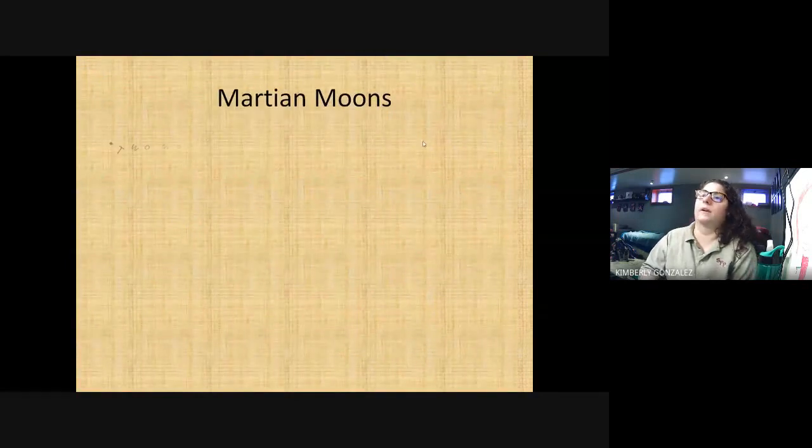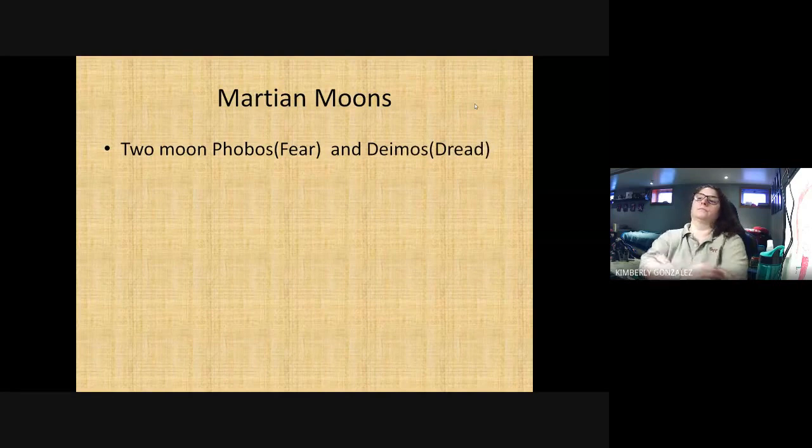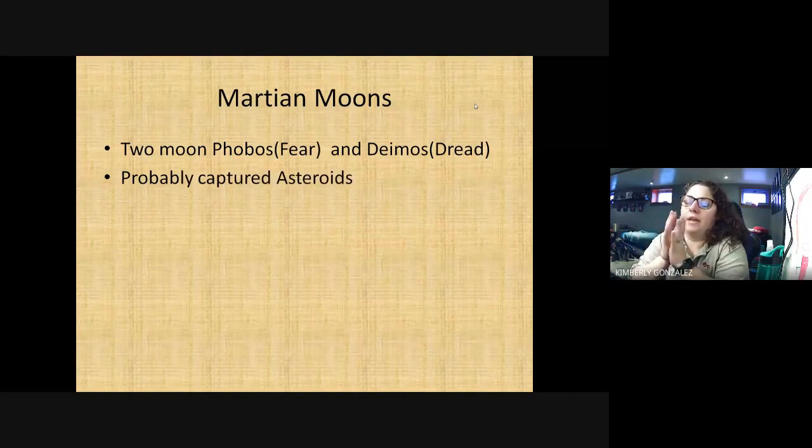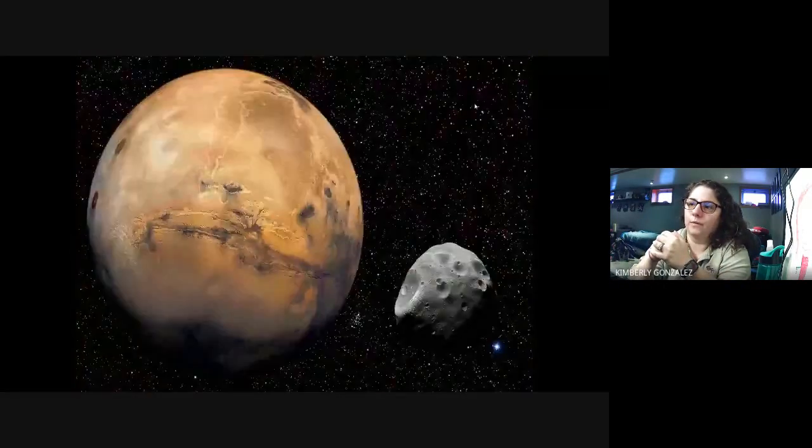All right, so let's talk about their moons. Okay, so there are two moons. One is called Fear, and the other one is called Dread. That's nice and cheery, right? It's Phobos and Deimos. They think that these two are actually from the asteroid belt that got pulled into Mars's gravitational pull and are now orbiting around it.